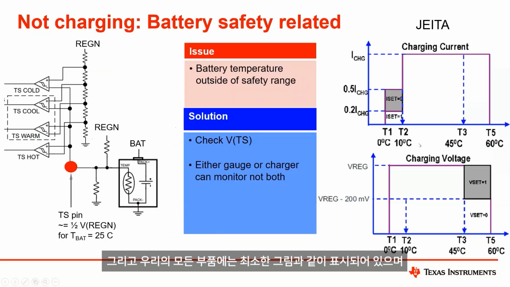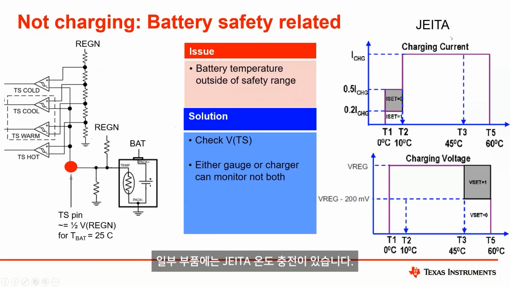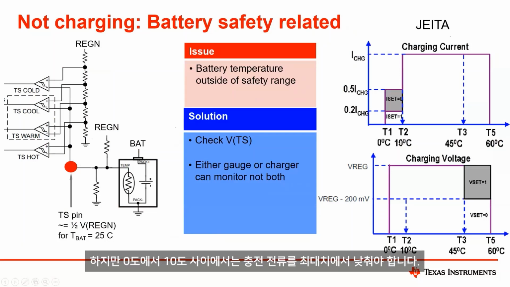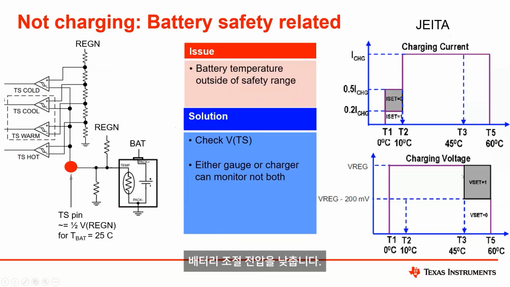on the right-hand side, JEITA temperature charging, which means that we can charge the battery between 0 and 60 degrees, but between 0 and 10 degrees, we have to lower the charge current from the maximum. And then from 45 degrees C up to 60 degrees C, we don't want to charge to the full voltage, so we lower the battery regulation voltage.